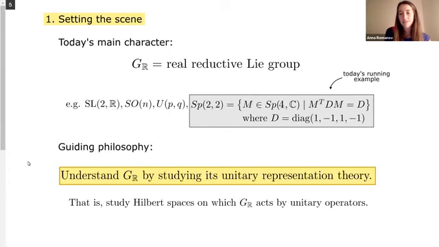And the big guiding philosophy underneath everything that I'm going to be saying today is the idea that we want to understand a real reductive Lie group by studying its unitary representation theory. That is, we want to look at Hilbert spaces which admit an action of this Lie group by unitary operators. And this is a very old problem. People have been thinking about this since the 1940s.